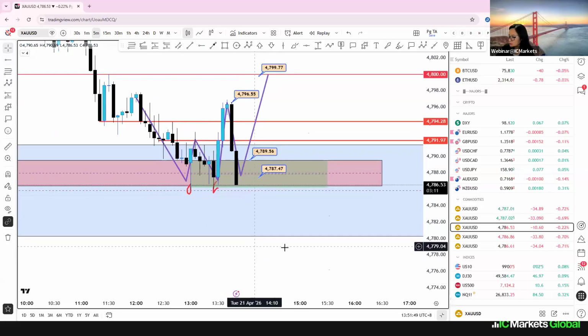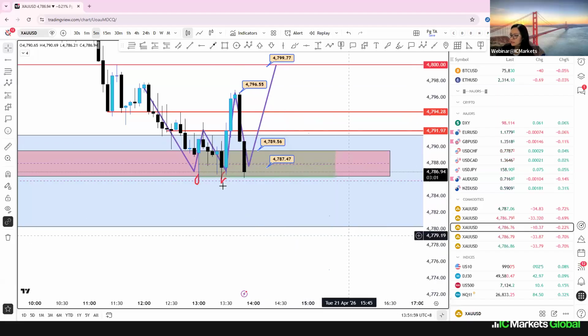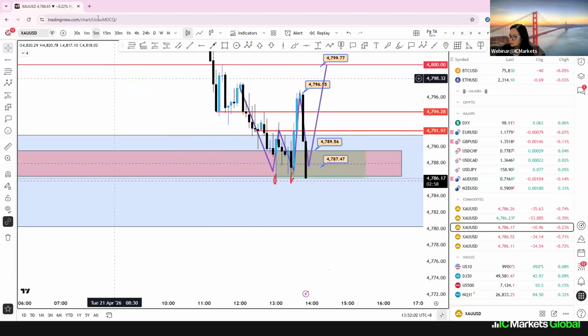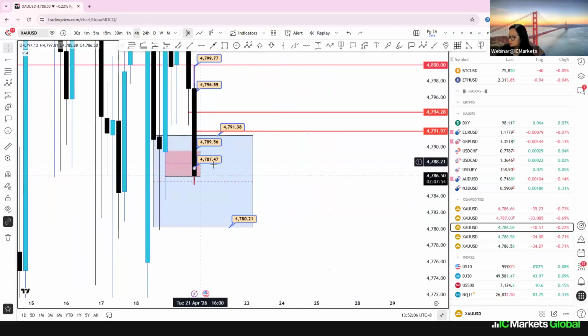Okay, but then if price hits the stop loss, I'm going to see the structure somewhere within this level again. But you can put the stop loss below 4,780, because this is an H4 OB. Just now we saw the bounce, right?